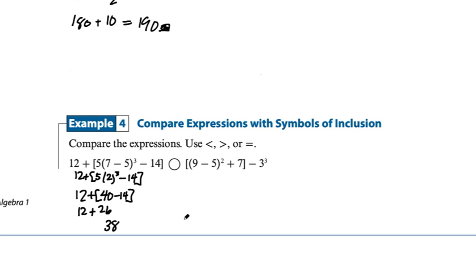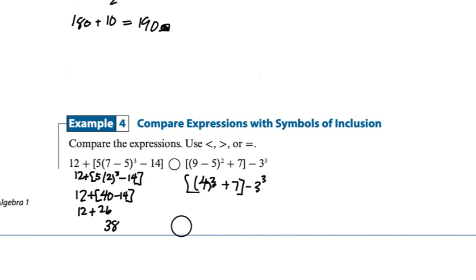Let me go ahead and make that circle look a little bit better. And in this circle, we're going to put either greater than, less than, or equal to. So let's go ahead and handle this. 9 minus 5 is going to give us a 4. So that's 4 quantity squared. And we're adding that to 7. And eventually we're going to subtract 3 to the third power.